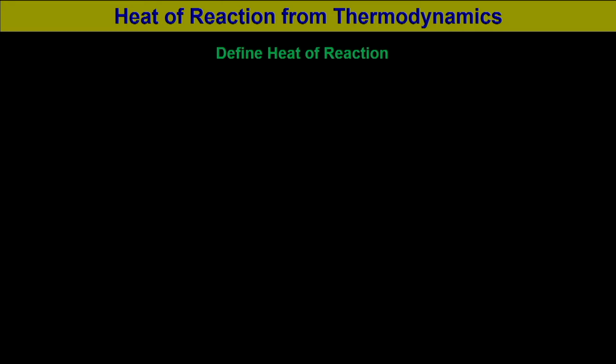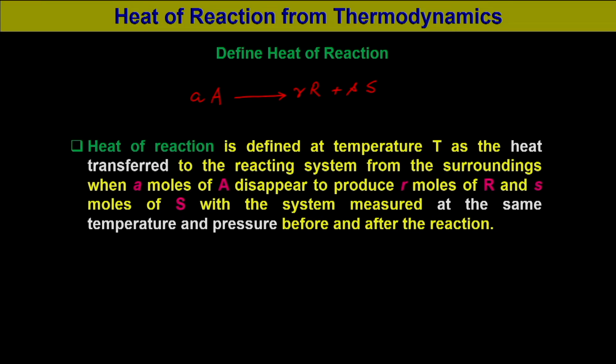Now, let us consider the reaction: a moles of A disappearing or dissociating, forming r moles of R plus s moles of S. So, we can define for this chemical reaction the heat of reaction at temperature T as the heat transferred to the reacting system from the surroundings when a moles of A disappear to produce r moles of R and s moles of S, with the system measured at the same temperature and pressure before and after the chemical reaction.